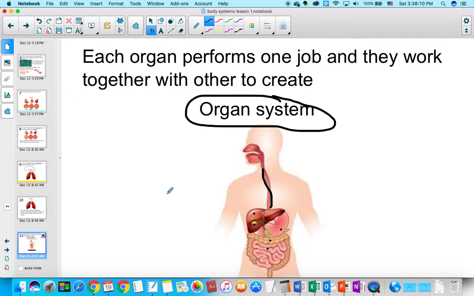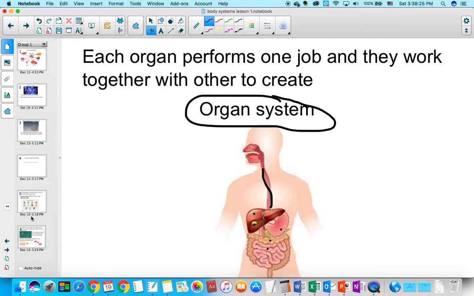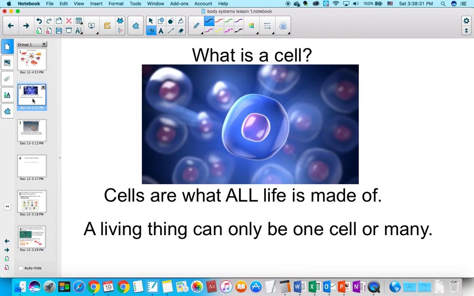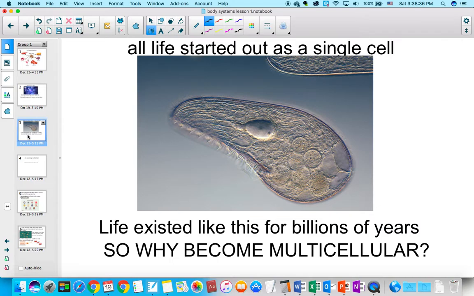So you can have different organs working together to do a job, and we call that an organ system. Each organ is made up of a bunch of tissues, and a tissue is a bunch of cells working together. That pretty much sums up our introduction to body systems. You know that cells are the basic unit of life. Everything that is alive is made up of cells, and life started out as one cell.